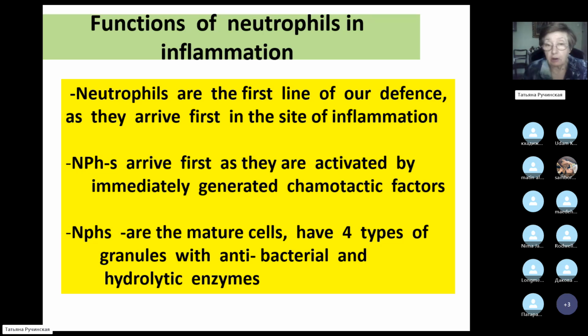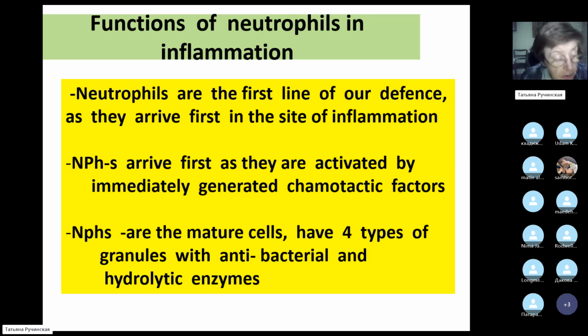Again, I hope you remember it. Neutrophils are the first line of our defense, because neutrophils are the first which come to the zone of inflammation. Next, neutrophils arrive first, and there are several causes.